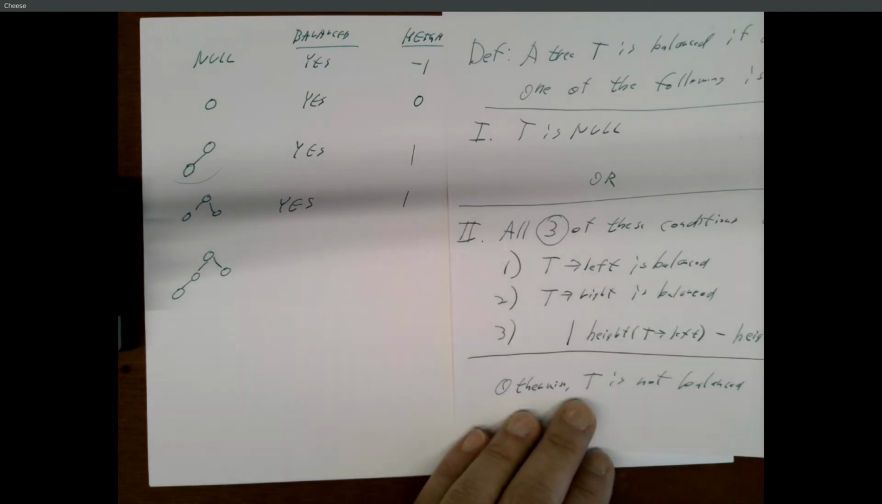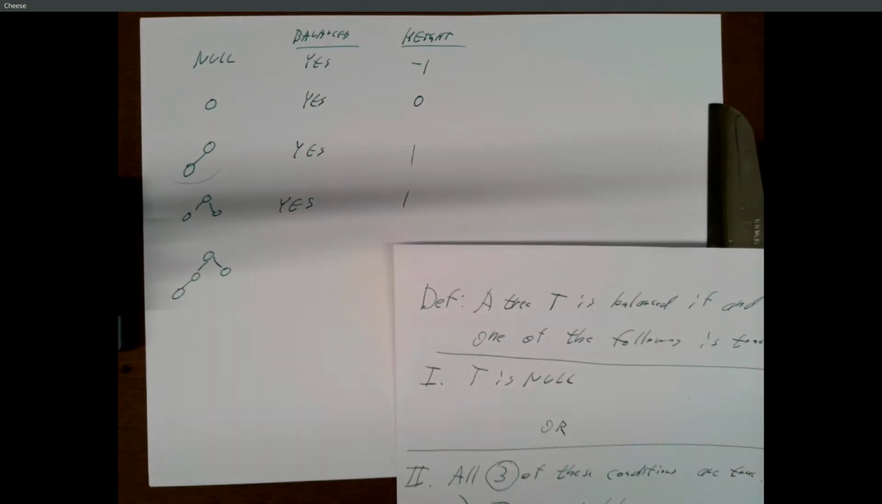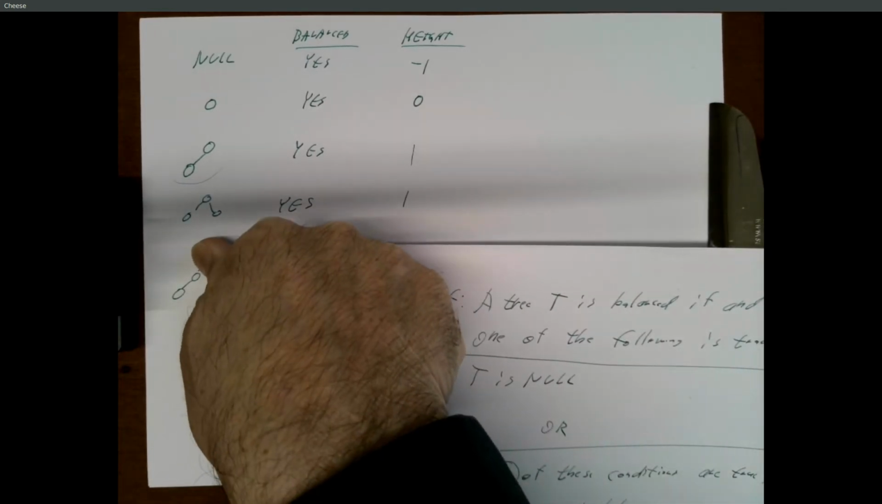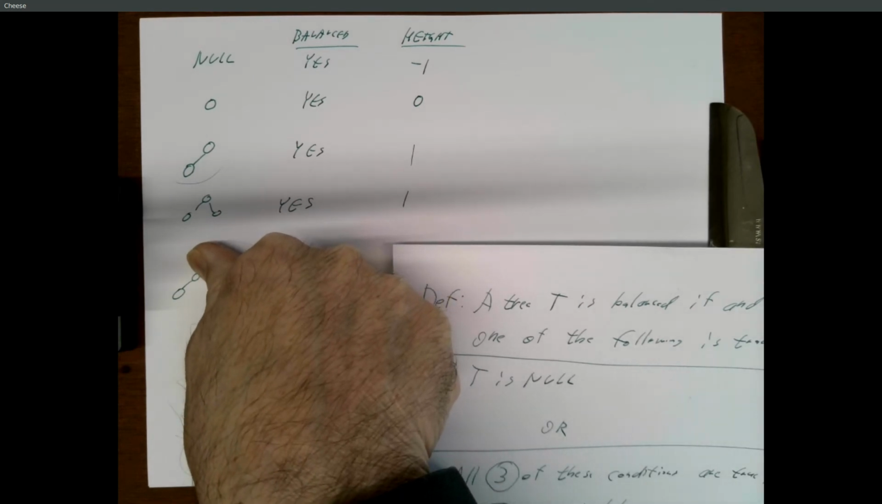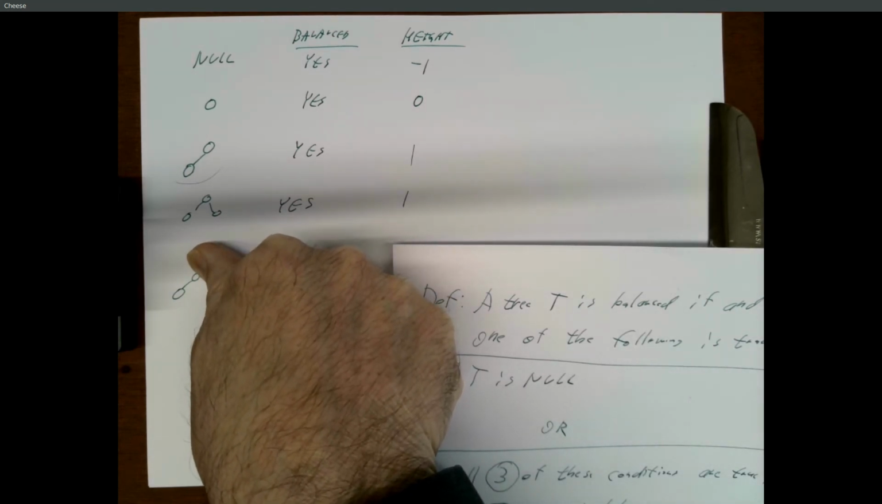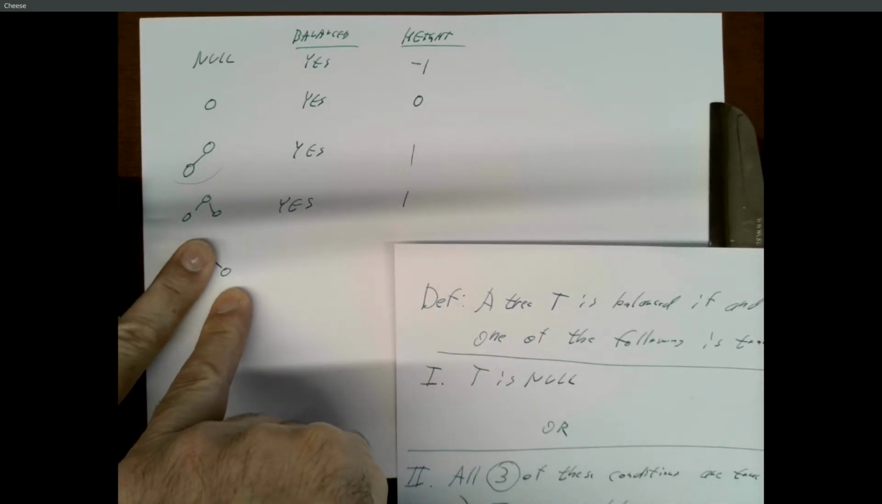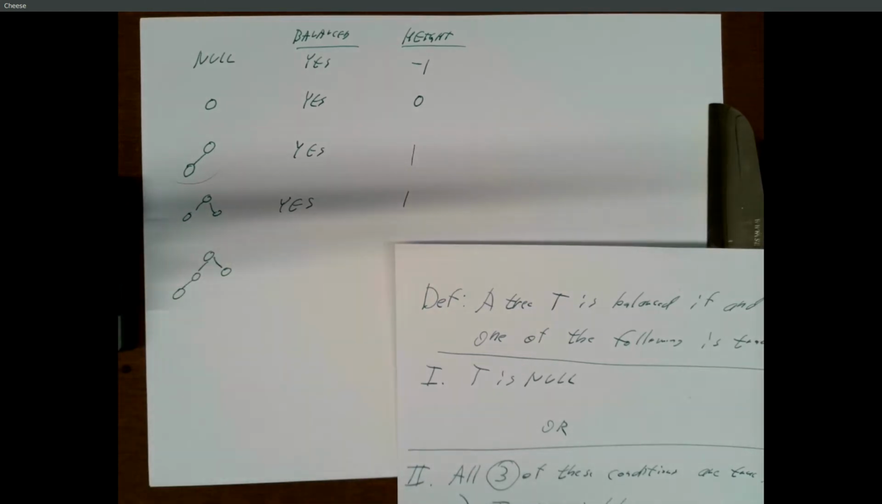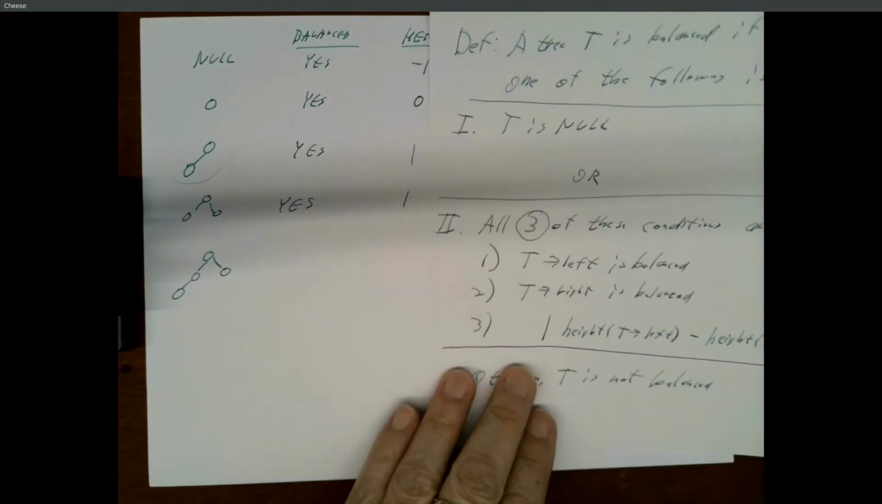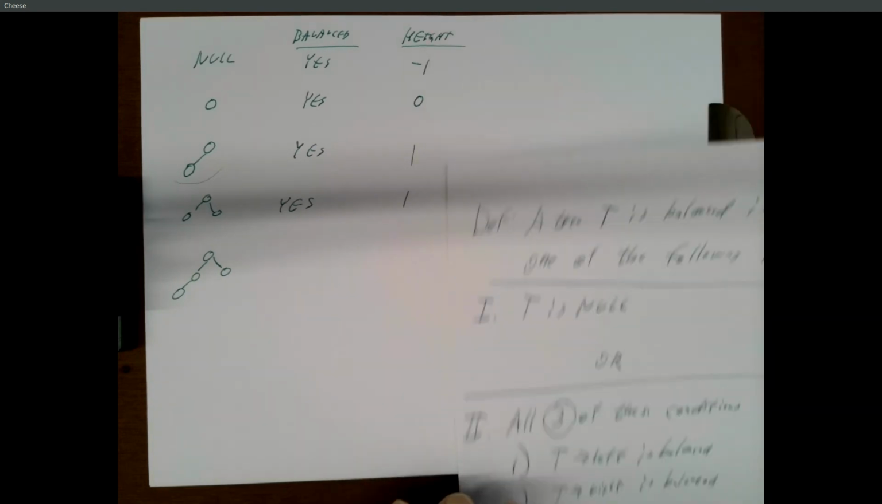So let's look at the third condition. What's the left subtree? Left subtree looks like this. What's the height of that? 1. Okay, the right subtree looks like this. What's the height of that? 0. So 1 and 0 differ by 1. That's legal. Okay, so condition 3 is fine.